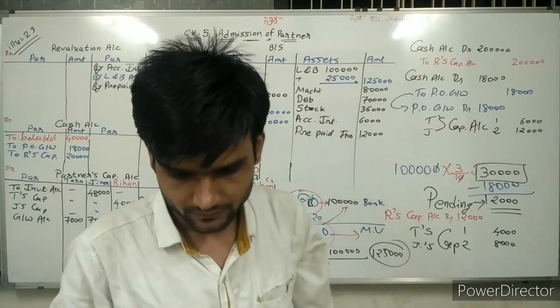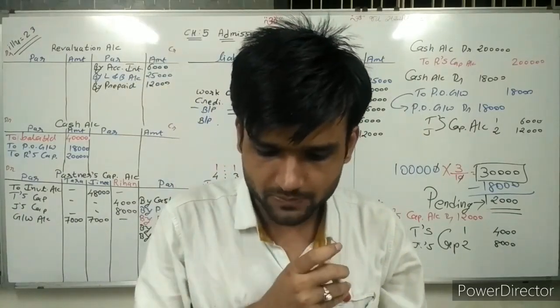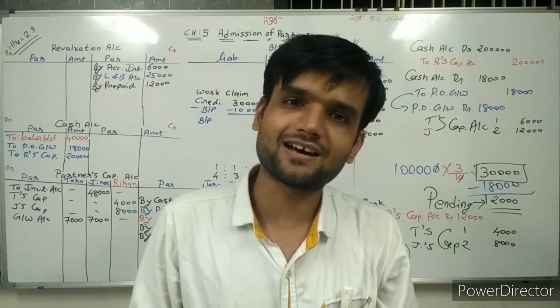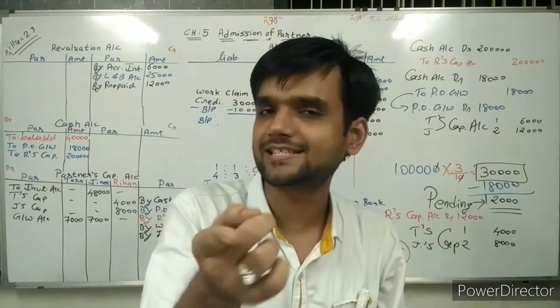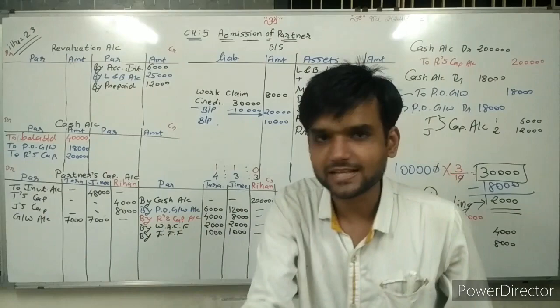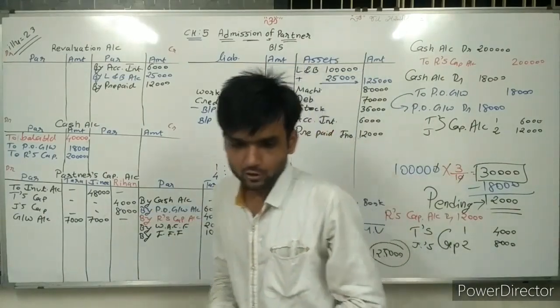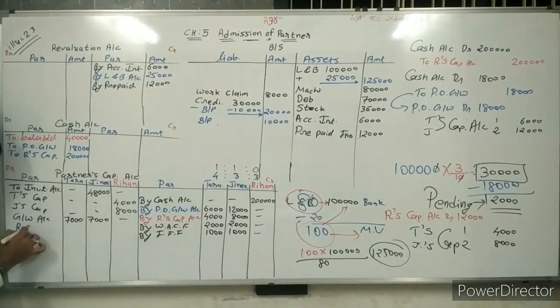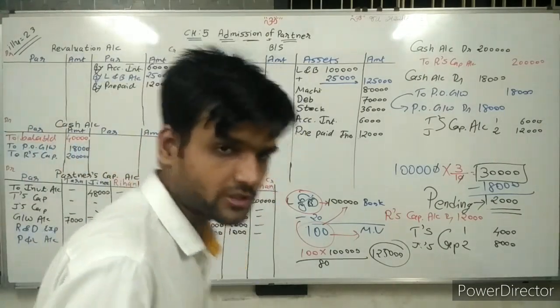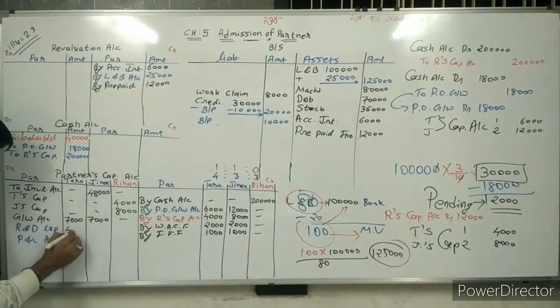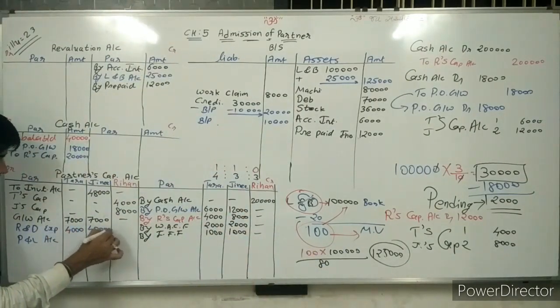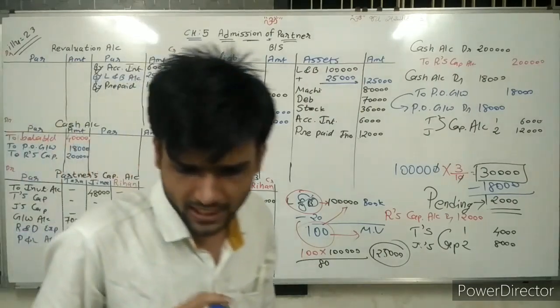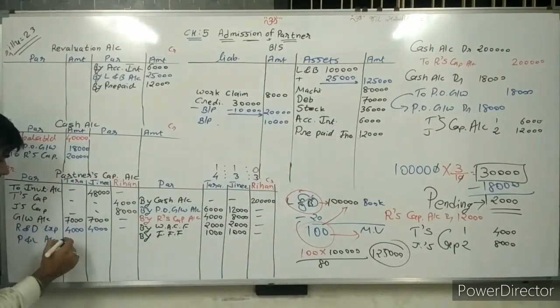Going ahead. Research and development expense and profit and loss account are both given. Those are fictitious assets, distributed among the partners on the debit side. Research and development expense is 8,000, so 4,000 and 4,000 we are distributing. The P&L account is given as 10,000, so 5,000 and 5,000 we are distributing in the old ratio.